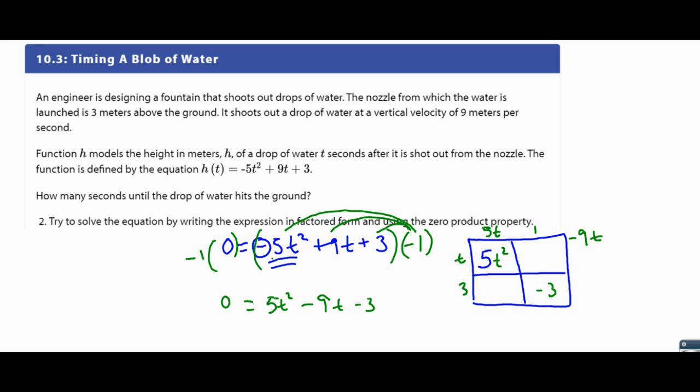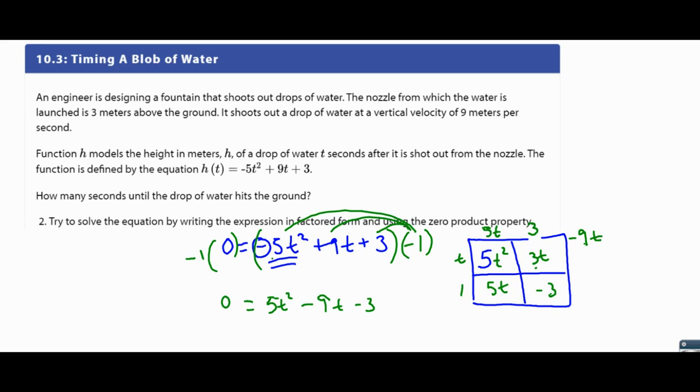If I do this, 5 times 3 is 15t, and 1 times t is 1t. Can I get a negative 9 with those? Not really. I understand that one of them has to be negative to get a product of negative 3, but 1 and 3 in that order are not going to work. So let's try 3 and 1. If I put a 3 here and a 1 there, 1 times 5 is 5t, and 3 times t is 3t. Well, 5 plus 3 isn't negative 9 either.